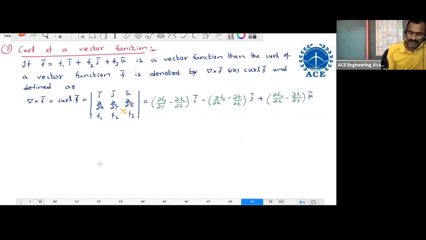In the gradient, we operated this del operator on a scalar function, and this gives the vector function only. Next, we operated this del operator on a vector function with the dot operation, and this divergence converts the vector function to a scalar function only. Again, here we are operating the same operator on a vector function with the cross operation. This resulting is the vector function only. Gradient converts scalar function to vector function. Divergence converts vector function to scalar function. Curl converts the vector function to vector function.